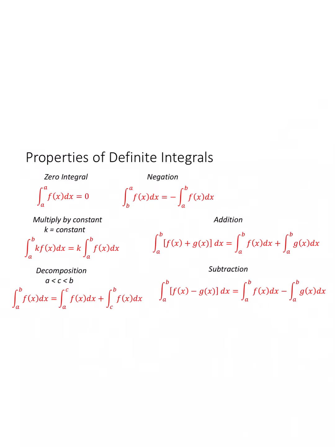And now the last of these is subtraction. Again, if we have the integral of a difference, it's equal to the difference of the integrals. Or the integral from a to b of f of x minus g of x dx is equal to the integral from a to b of f of x dx minus the integral from a to b of g of x dx.